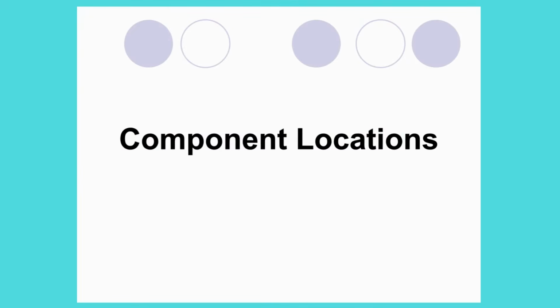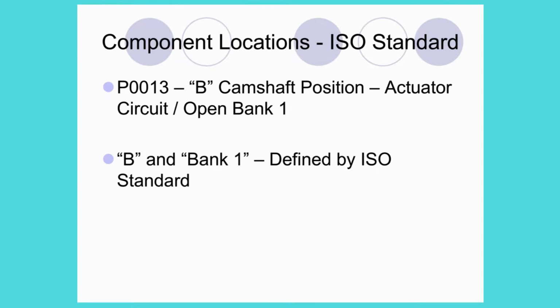Component locations. In the definition for the fault code P0013 camshaft position actuator circuit open bank 1, B and bank 1 are defined by the ISO standard.